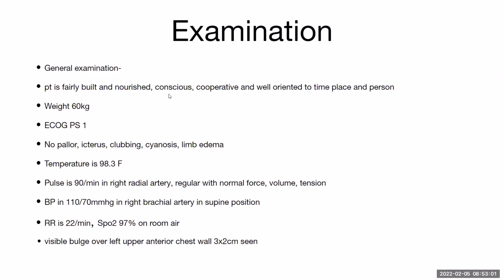So going to the examination, the patient is fairly built and fairly nourished, conscious, cooperative, and well-oriented to time, place and person. Weight is 60 kg. ECOG PS is 1. No pallor, icterus, clubbing, cyanosis, or limb edema was there. Temperature, pulse, BP, respiratory rate, and SpO2 were within normal limits. On general examination, a visible bulge was seen over the left anterior chest wall, 3 into 2 centimeters in size.